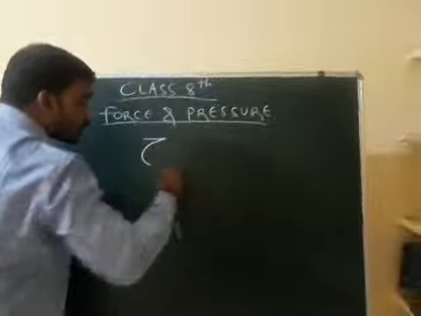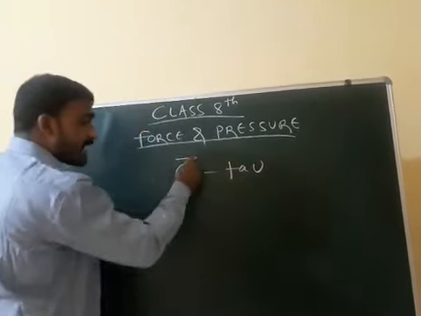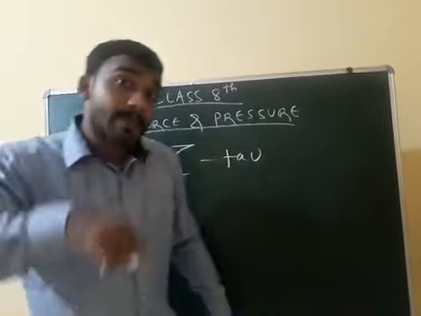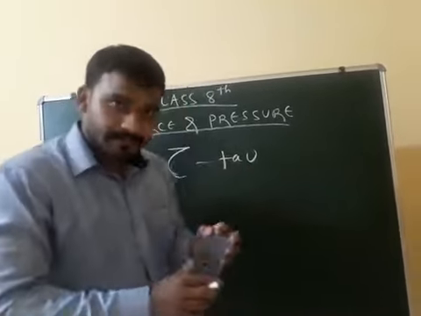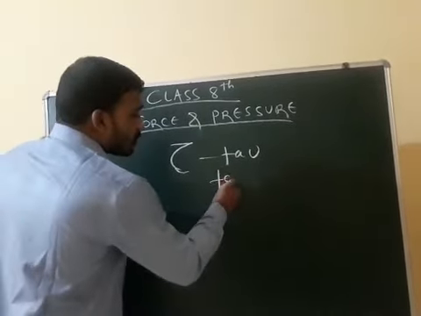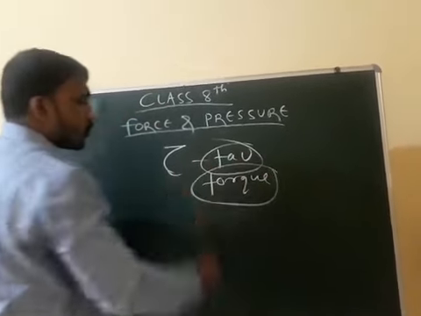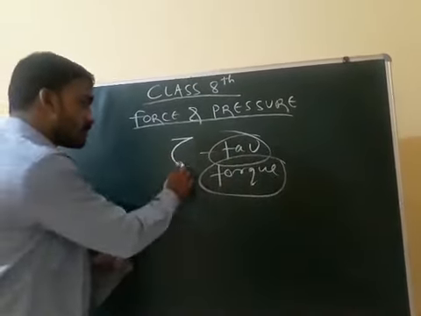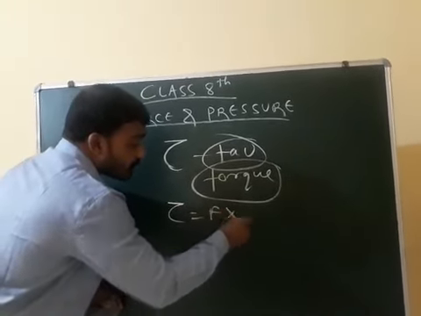Moment of force is called what? Tau. The symbol is tau. We have already read in wavelength, the symbol is lambda. In the same way, the moment of force is also called torque, T-O-R-Q-U-E, torque, that is tau. The symbol is like that. And tau depends on force into distance.